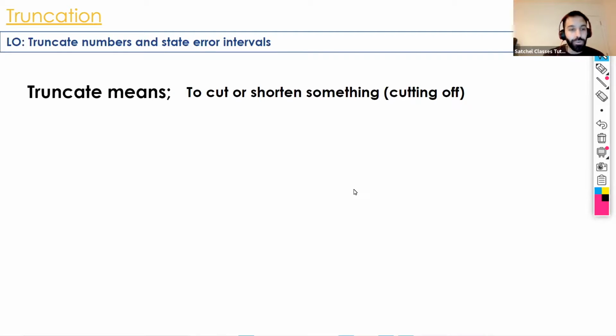Hi, maths students. I hope you're all well. And today we're going to learn about truncation and error intervals.